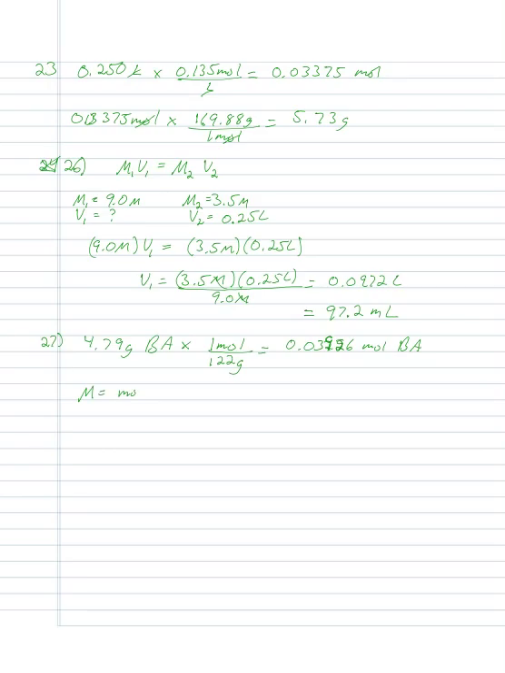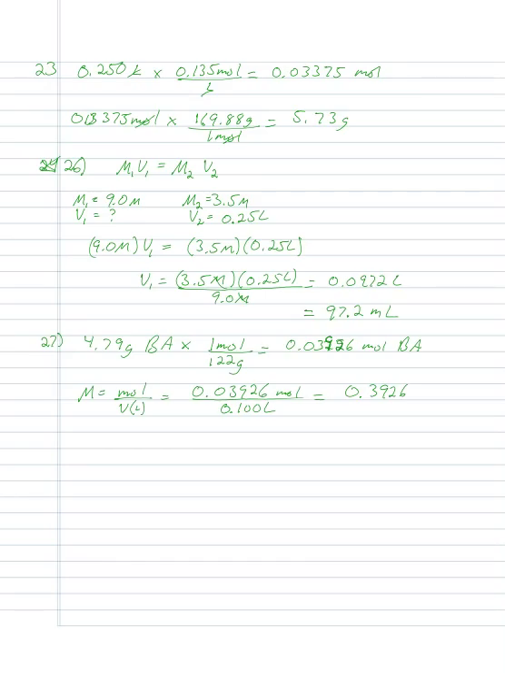So V1 is going to be equal to 3.5 molar times 0.25 liters over 9.0 molar. Our molarities cancel, and we end up with a V1 of 0.0972 liters. It didn't ask for liters, it asked for milliliters, so we need to convert that into milliliters.